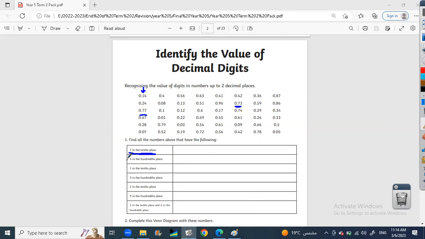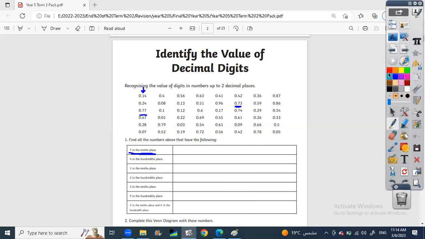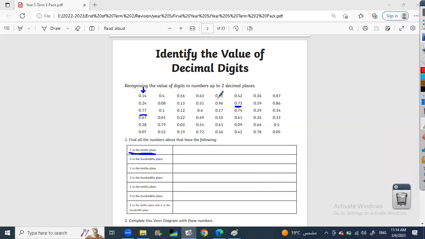All right, the second one over here is asking you about 4 in the hundredths place. 4 in the hundredths means the second digit after the decimal point is 4. Like what? Is this 4 in the hundredths? No, this is not 4 in the hundredths. This is 4 in the 10th place. So where is 4 in the hundredths? Still here, 4 in the 10th place. Here, 4 in the 10th place, but we want 4 in the hundredths, like this one over here is 4 in the hundredths, and there is still more.